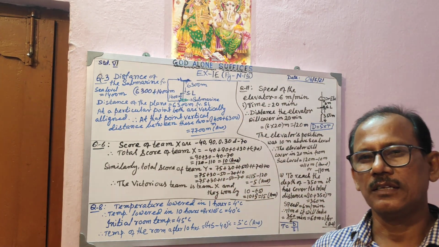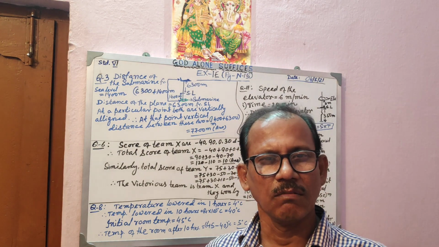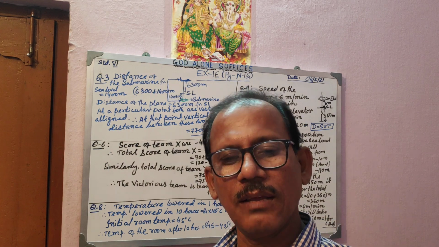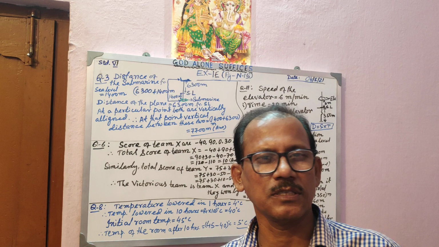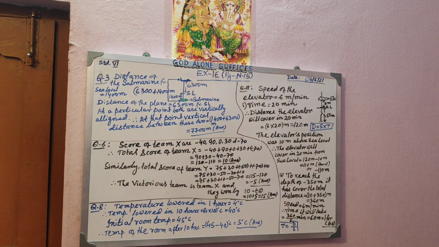When the integer's value goes to the down level, it is indicated with the minus sign. When the value goes to the rising level, it is indicated with the plus sign. That is a very simple aspect. Now I will talk to you about the word problem. Question number 3. I have taken question number 3.